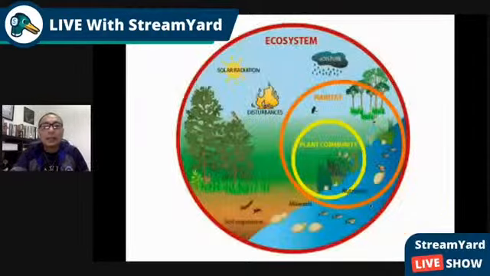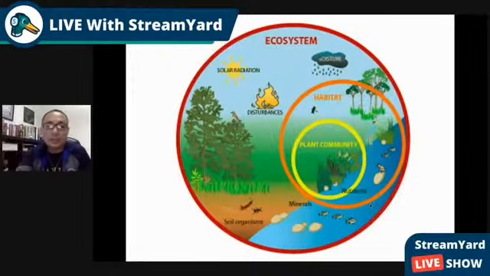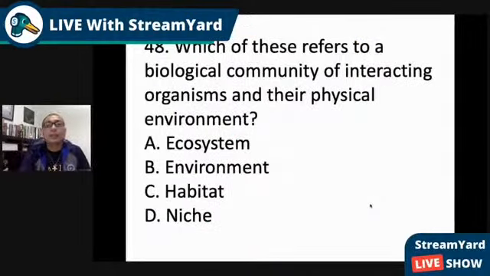Okay? And then also thought of plant community, the meaning of that: the habitat is part of the plant community, and part of the greater world, which is ecosystem. Okay. 48. Which of these refers to a biological community of interacting organisms and their physical environment? So, the organisms and the physical environment, what does that refer to?